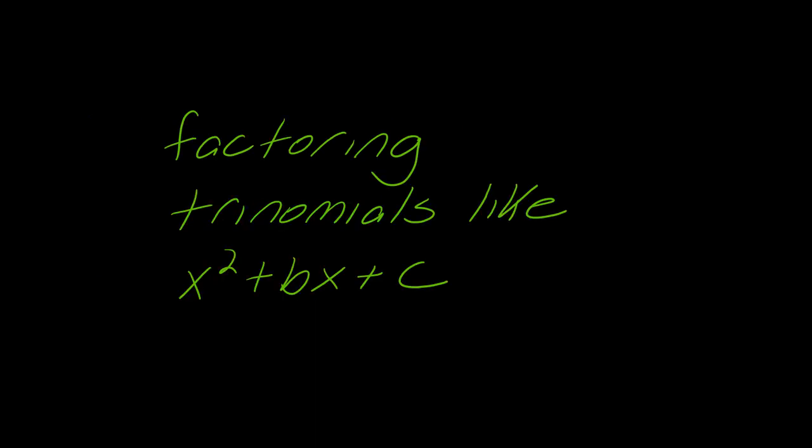So we're going to talk about the last type of factoring, just kind of this basic review. We're going to talk about factoring trinomials of this specific form. So things that start with just x squared, not 5x squared or 2x squared, just x squared. So x squared plus bx plus c. This is a certain type of trinomial form, and this is kind of an easier one to factor.